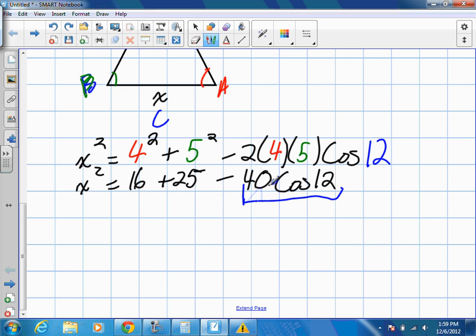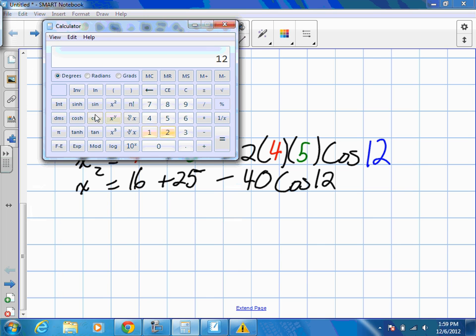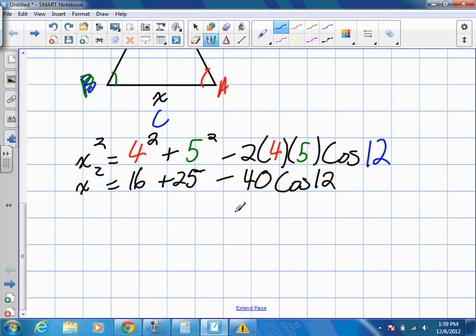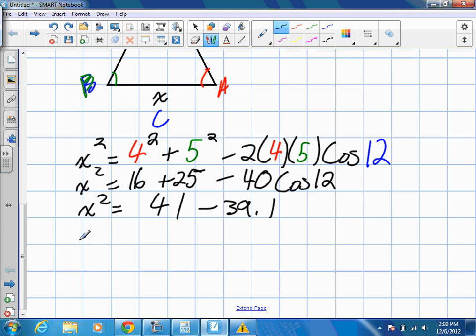Okay? So negative 40 times cos 12. What is it? Okay, let's just double check here. Cos 12 times 40 negative 39.1. Perfect. Okay, so we're going to be subtracting 39.1. X squared is equal to 16 plus 25? Good. 41. Okay, so now we have 41. Subtract 39.1, which is going to give us what? Anyone know? 1.9.